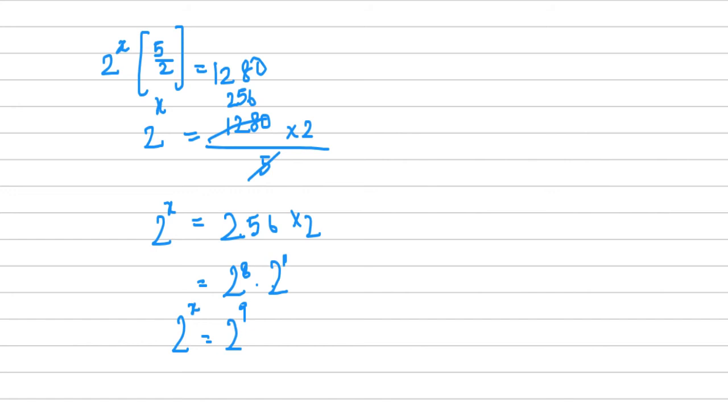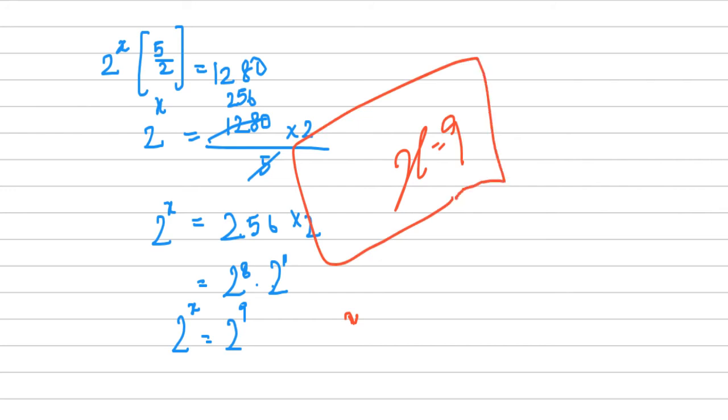So it is clearly visible that the value of x is 9. Very good, you're all clever students. So we have got the value of x as 9. Okay, so now let's move on to the next question.